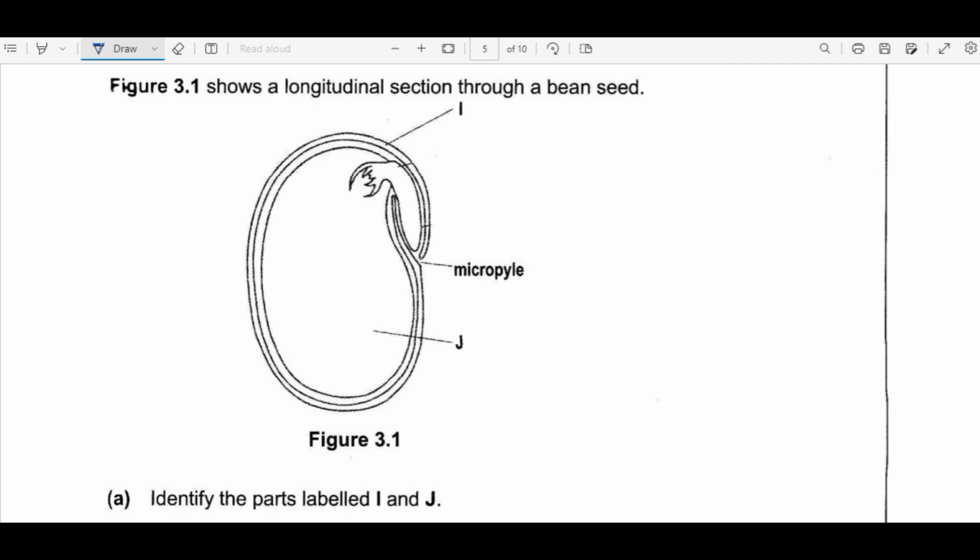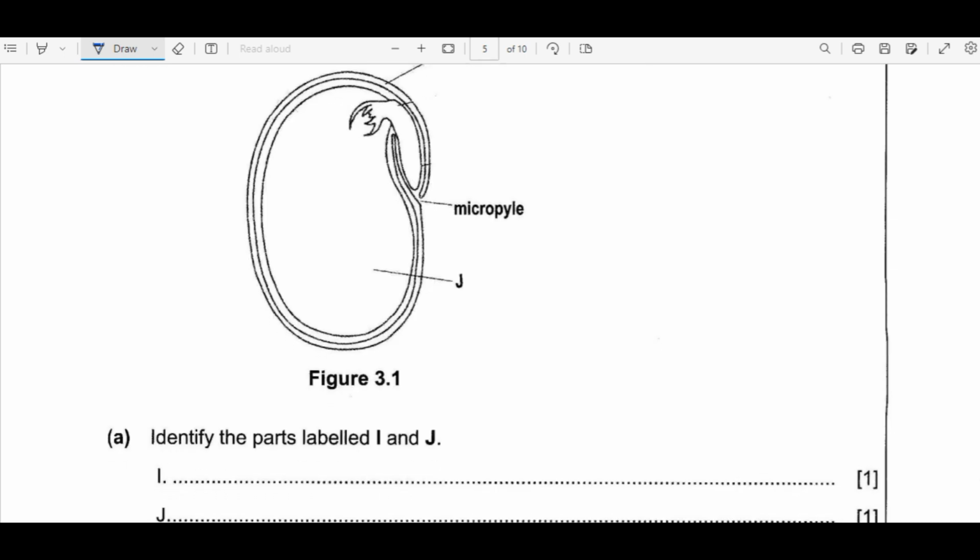We have question 3. Figure 3.1 shows a longitudinal section through a bean seed. So the first question here is identify the parts labeled I and J. Remember, a bean seed is a dicot seed. So the outer part, which is our I, is testa. Then our J is cotyledon.